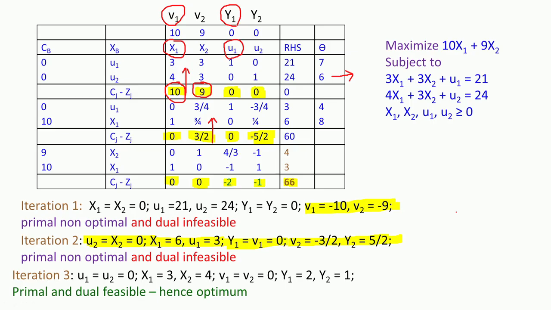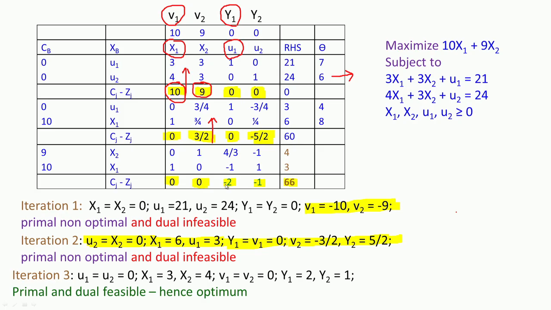So what does the simplex algorithm do? There are two ways of looking at the simplex algorithm. The first way is simplex looks at a basic feasible solution to the primal, evaluates Cj minus Zj as a way to check whether the objective function can be further increased. So with 10, 9, 0, 0 it can be further increased. With 0, 3 by 2, 0, minus 5 by 2 it can be further increased.